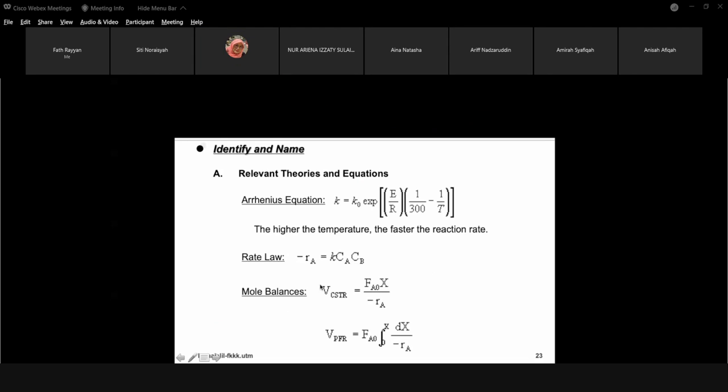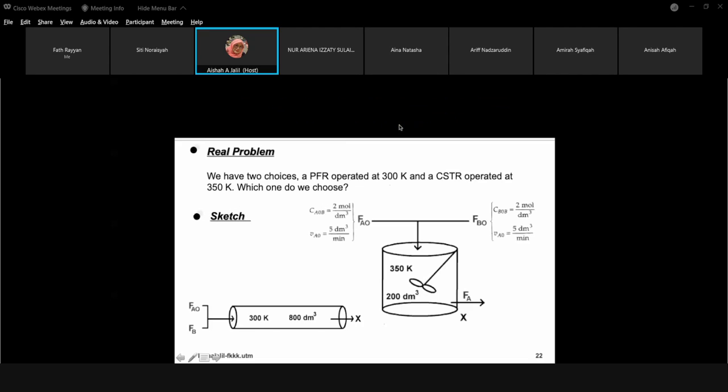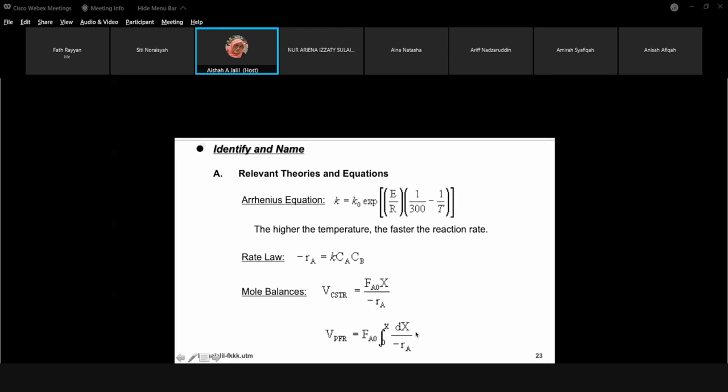So this is a closed-ended problem. So what is the meaning of that one? You do not need to calculate until the end, but you have to use the information in the journey to get the answer. You will use that one. Okay, you see like this.